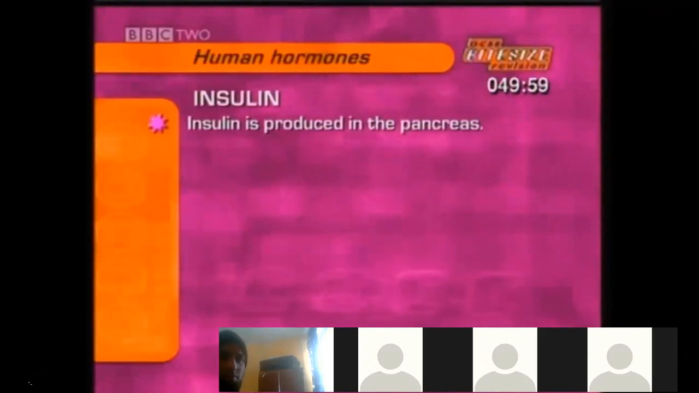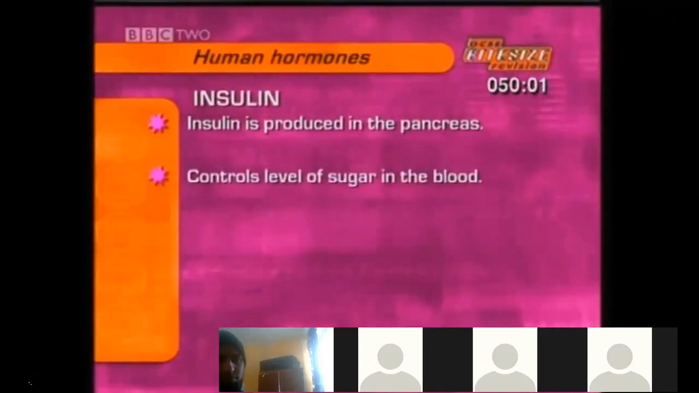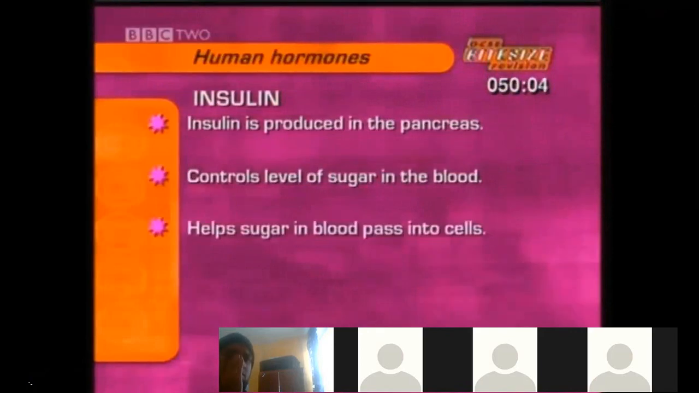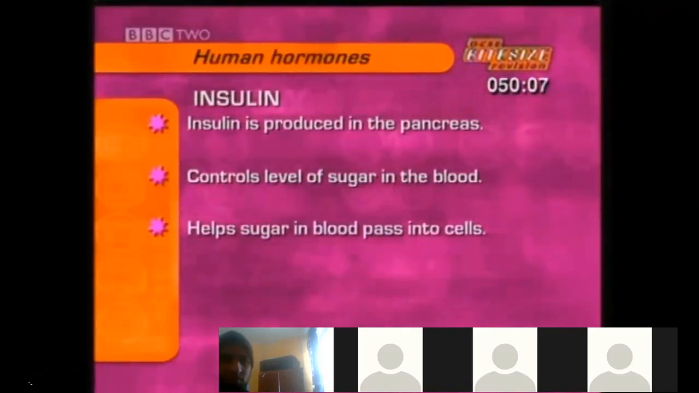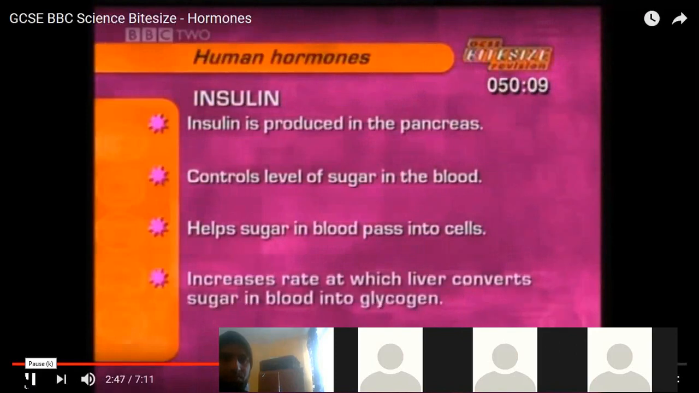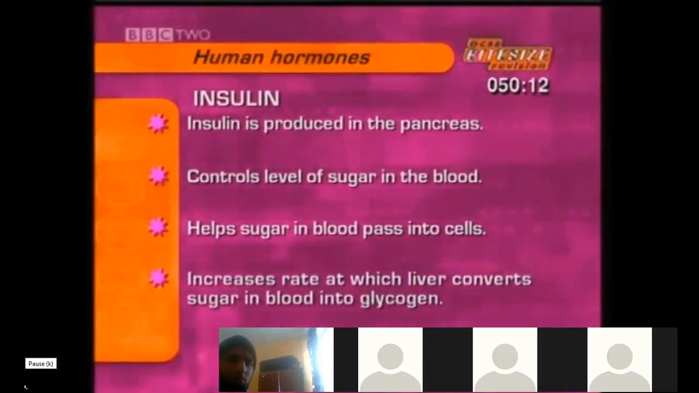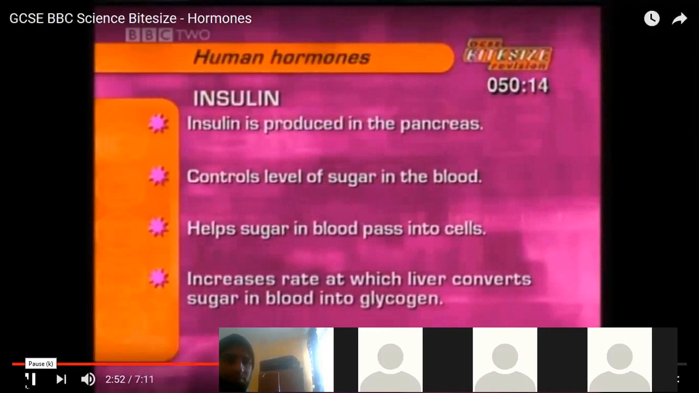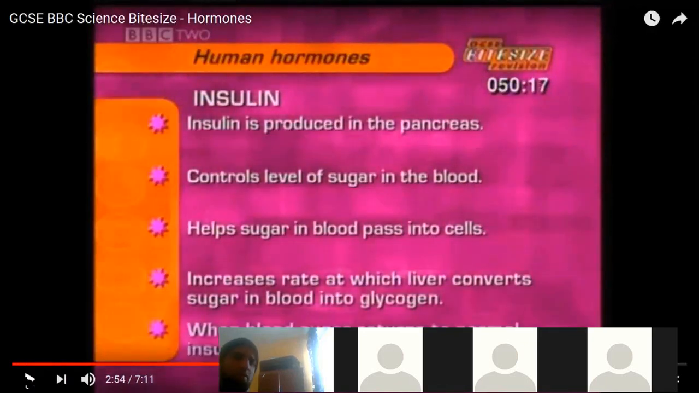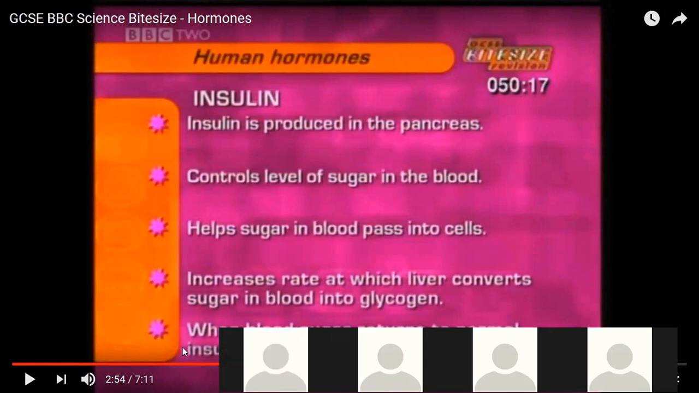You should have noticed that insulin is produced naturally in the pancreas to control the level of sugar in the blood. It helps sugar in the form of glucose pass from the blood into the cells. It also controls the level of sugar in the blood by increasing the rate at which the liver can convert sugar into glycogen. So I want you guys to copy this down, yeah? You know it's made in the pancreas, controls the level of sugar, helps the sugar to pass into cells, and also allows your liver to convert sugar into something called glycogen. We're going to talk about that in a minute. Just get all of that down for now.